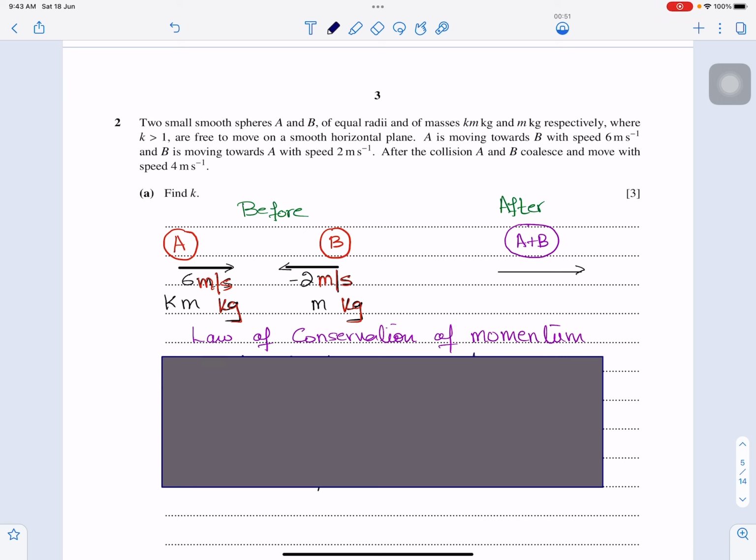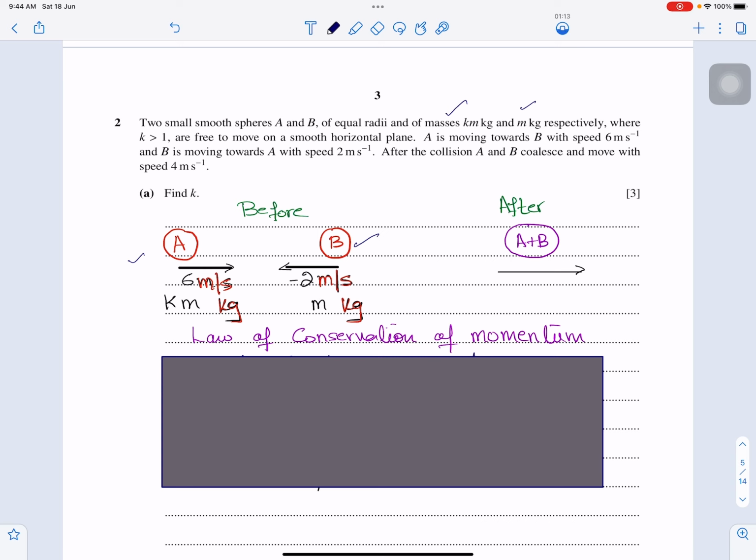So let's see the question. In momentum, the very important thing is when you read the question, draw the sketch, draw the diagram. This really helps to understand the question very quickly. So in this question, we are talking about two bodies of mass km kg and m kg, right? So I have drawn here the diagram you can see here.